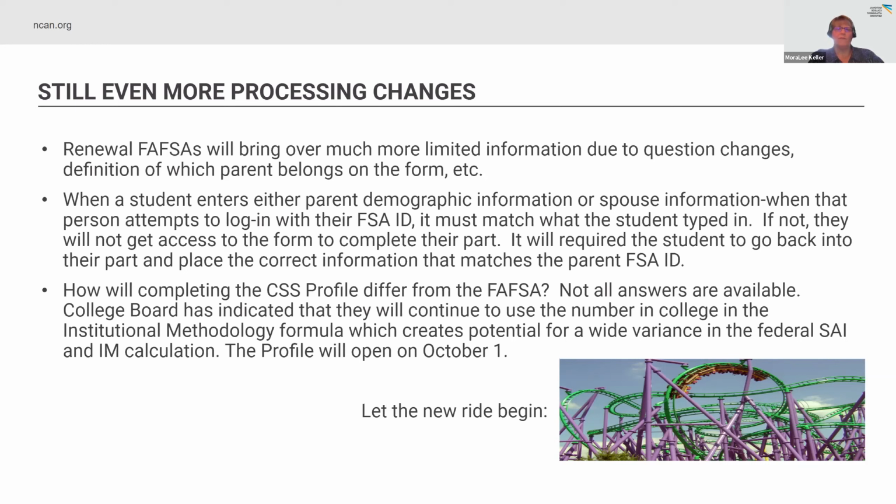We have to think about how this changes other things for any of the colleges that use the CSS profile. How will their questions differ at all next year? They have indicated they will open the profile on October 1, so it will be available, and they will continue to use number in college when they calculate the institutional methodology. So there will be a situation where somebody's institutional methodology calculated by the CSS profile could be dramatically different than the federal SAI calculated when number in college is no longer considered. Next.